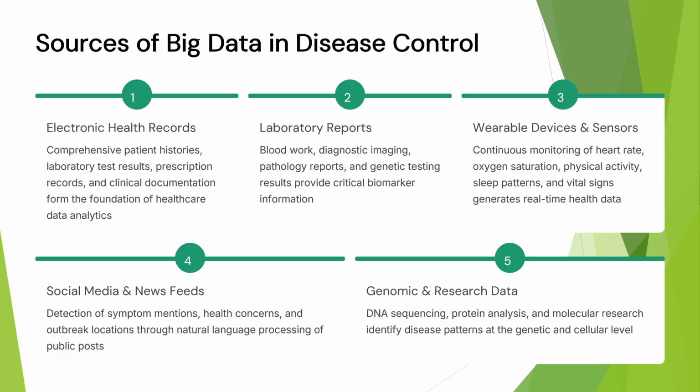Third is wearable devices and sensors that track heart rate, oxygen levels, and activity in real time. Fourth is social media and news feeds that help to detect early symptoms or discussions about outbreaks. And fifth, finally, the genomic data helps to identify diseases at the genetic level. Together, these sources form a powerful network of information for disease control.